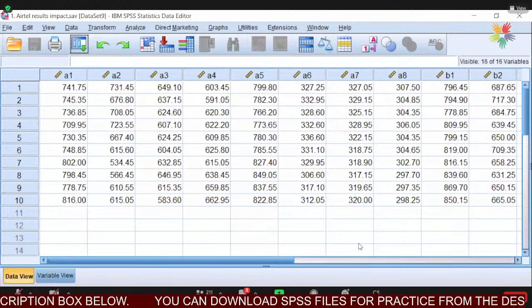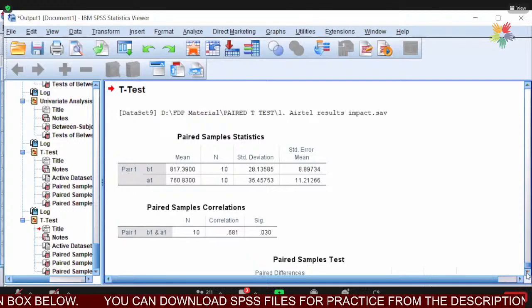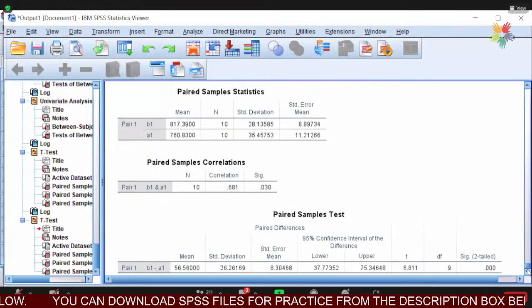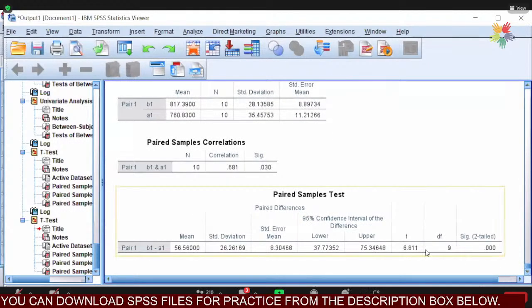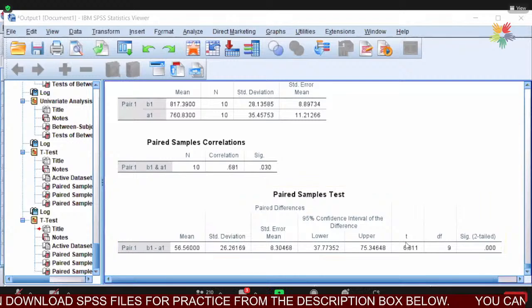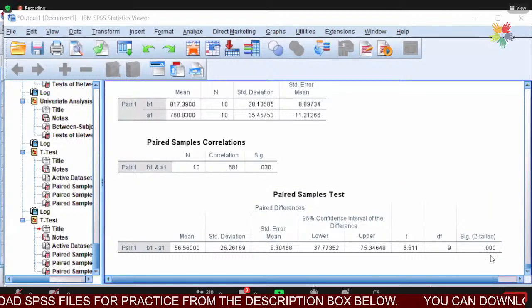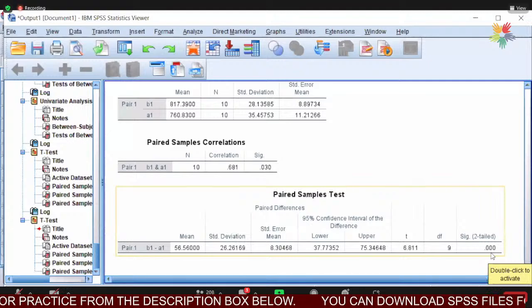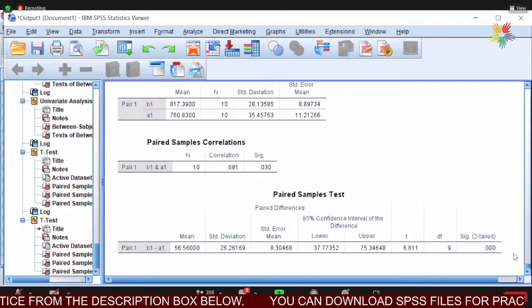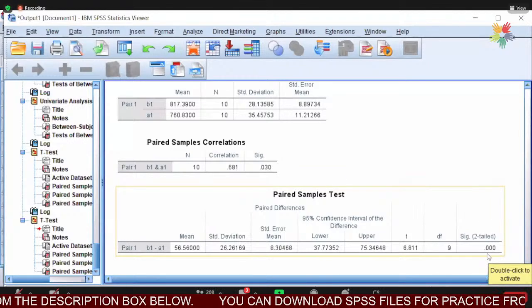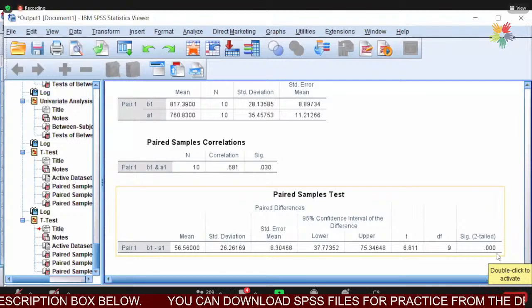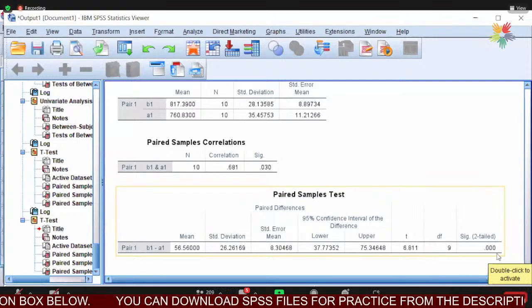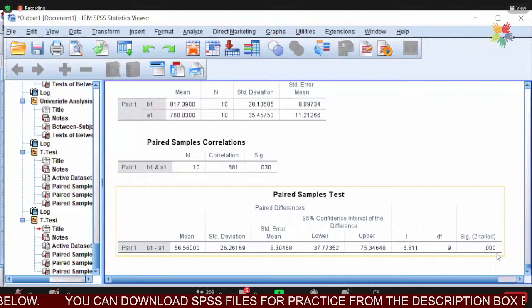Right. So now let us look at the t value. It is 0.00, which means there is a difference. There is a difference in the mean.